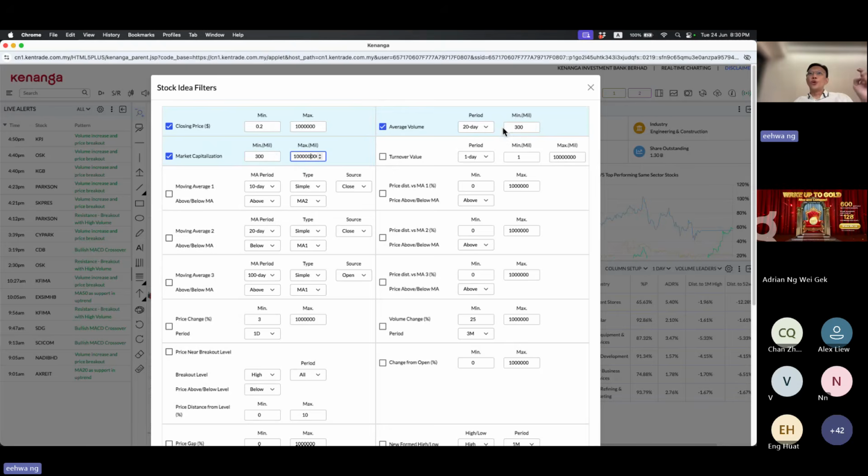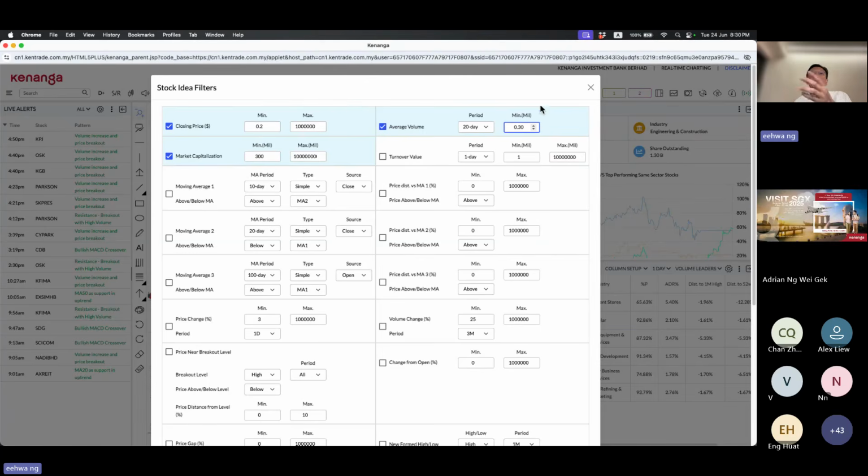And the average trading volume, you cannot have a stock that doesn't have trading volume. So you will need to come here. I set the 20-day average volume as 300 million shares. Also enough liquidity for me to place my buy orders. Sorry, this one should be minimum 0.3. That means 300 million.